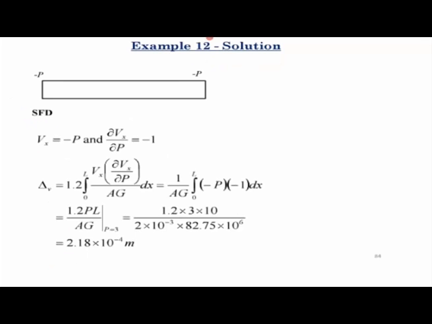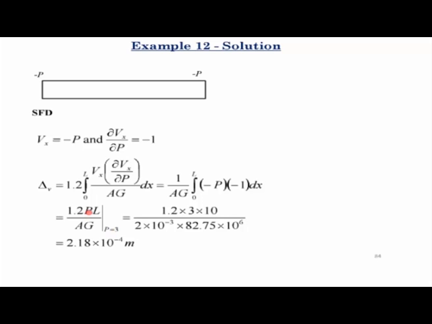Now, if you want to consider the shear deformation, you have to apply that load and plot the shear force diagram. Here the shear force will be minus P, and the first derivative of the shear force with respect to P is minus 1. So you again take this formula, 1.2 V(x) ∂V/∂P over AG, put V(x) as minus P and ∂V/∂P as minus 1. Again here we will get PL over AG. This 1.2 is coming from the term k. k for a rectangular section is 1.2, so 1.2 PL over AG.